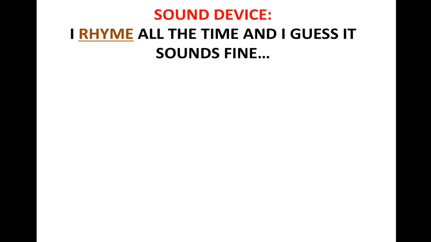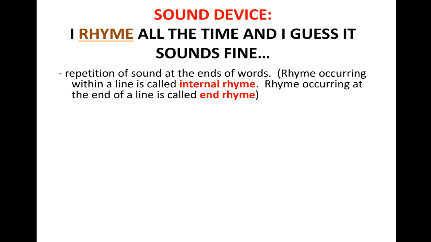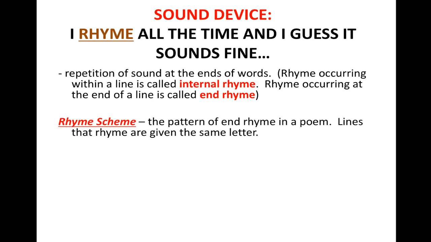Another sound device is rhyme. I rhyme all the time and I guess it sounds fine. You see the melody of the sentence. Rhyme is the repetition of sound at the ends of words. Rhyme occurring within a line is called internal rhyme, if it's inside a line. And rhyme occurring at the end of a line is called end rhyme, if it's at the end of the sentence. And rhyme scheme is the pattern of end rhyme in a poem. Lines that rhyme are given the same letter.